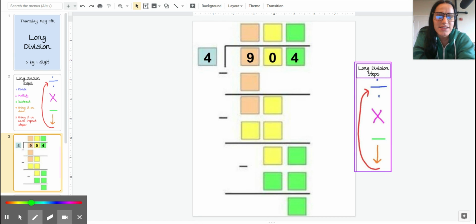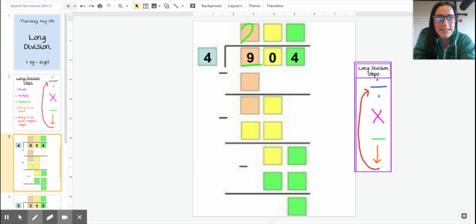So we're just looking at this 9 for right now. And we're going to ask ourselves, how many times can 4 go into 9 without going over? And the answer to that is twice. So I'm going to write my 2 up top. And since I've divided, I'm going to check off the division symbol so I know I can go on to my next step. So my next step is to multiply.